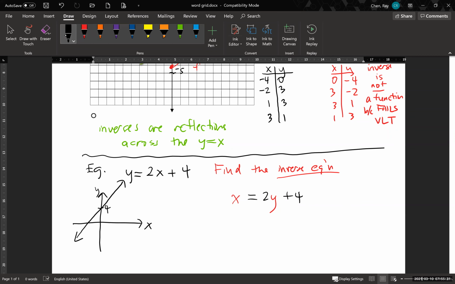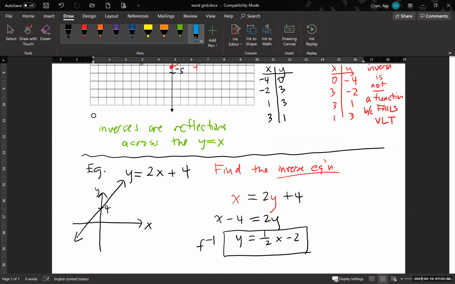So we're going to have to do some algebra. I think a lot of you know what I'm going to do. Solving for y results in subtracting 4 from both sides. And then what are we going to do? Divide both sides by 2. And this is the inverse equation. Notice it's still a straight line. It should be a straight line.